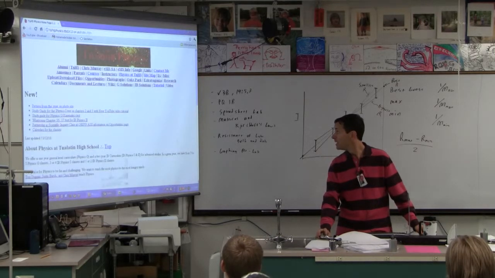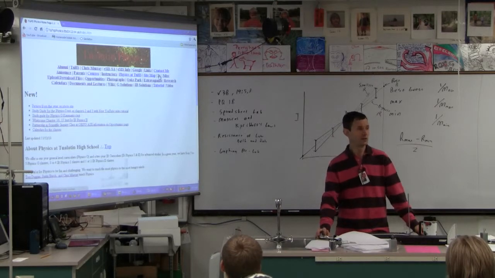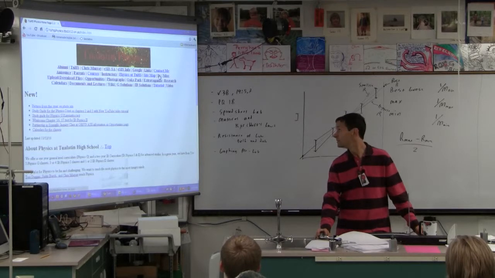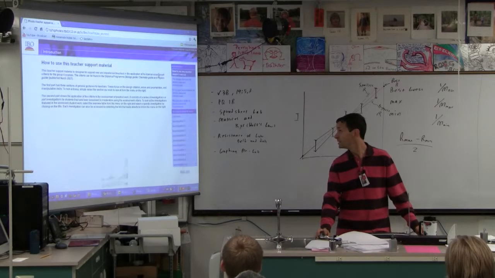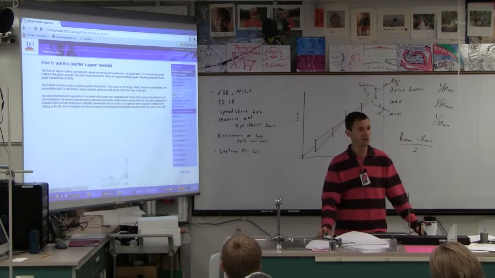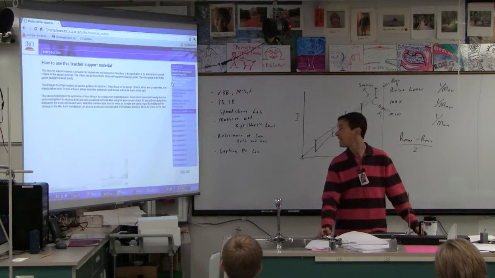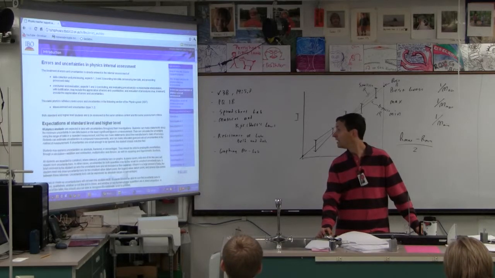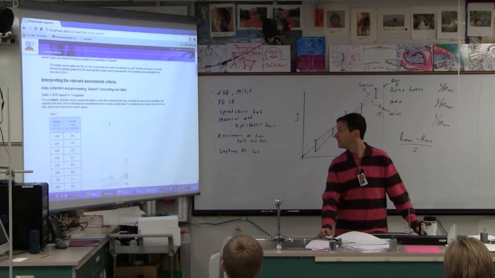Isn't that great? See over here it says IA. This is just the stuff that's available from IB. You could search it; I just stuck it on this website. So click on the IA link, and then it says errors and uncertainties in physics internal assessment. Does that look like the right stuff? So on the right side there, click that. And then just scroll down.